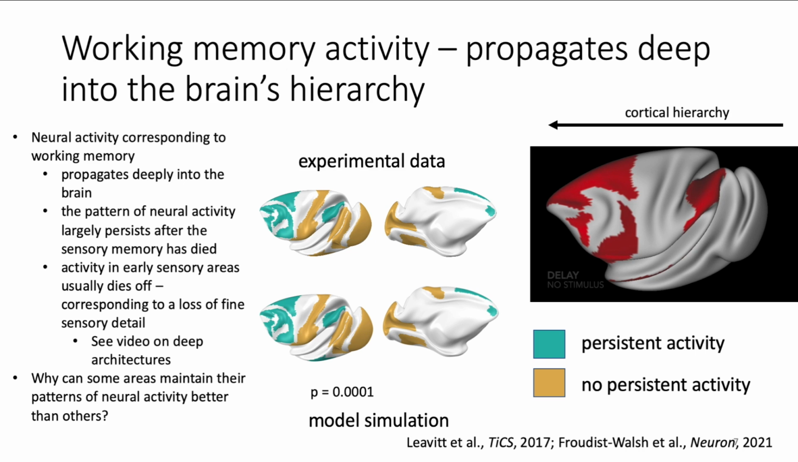But this pattern of activity, where you see transient activity in sensory areas and activity that persists for longer in other parts of the brain that are deeper in the brain, like the prefrontal cortex, begs the question: why can some areas maintain their patterns of neural activity better than others? And this is something that we're going to cover in more detail in our video on recurrent architectures.